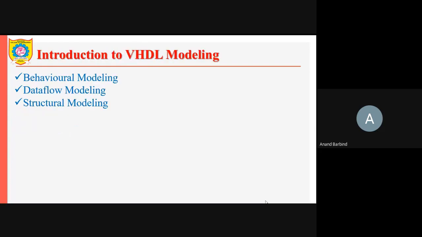In VHDL, there are three different types of modeling. That is, your VHDL program you can write in three different styles. The first one is the behavioral modeling, the second one is the data flow modeling, and the third one is structural modeling.